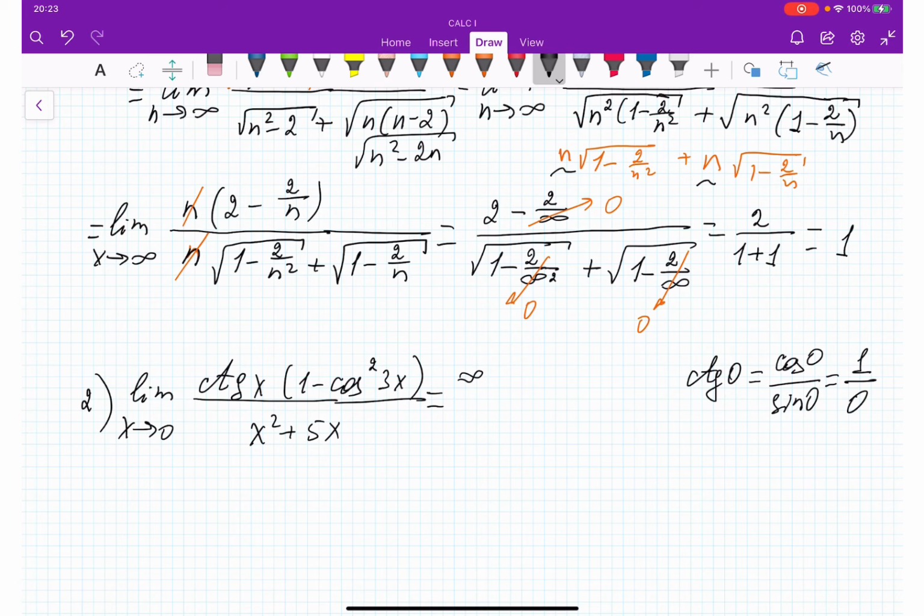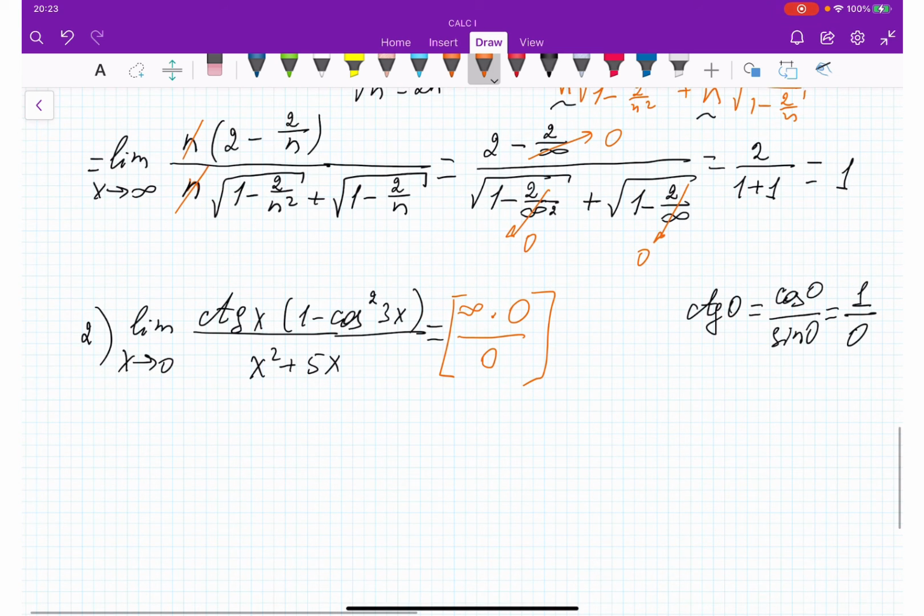Now, cosine squared 3x is going to be 1. So 1 minus 1 is going to be 0, and the denominator is also going to be 0. So this is the indeterminate form we are going to get here, and we are going to do some changes to be able to solve this expression, to take the limit of this expression. Okay, let's see what we are going to do here.